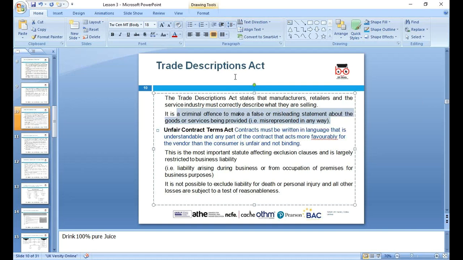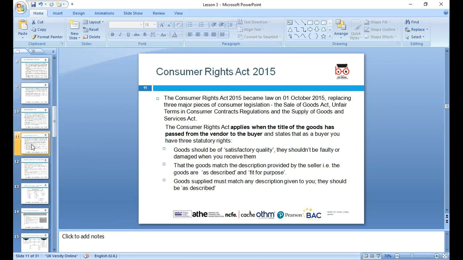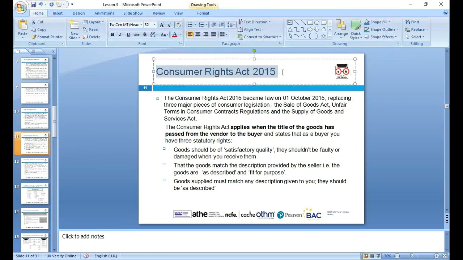We need to make sure of this, because they can even be charged with false or misleading statements about the goods and services provided under the Trade Description Act. The description should be contained in the contract, written in clear language. Sometimes we need to look at important terms affecting the clauses within a contract. This is the Trade Description Act, and as a company we must follow it.